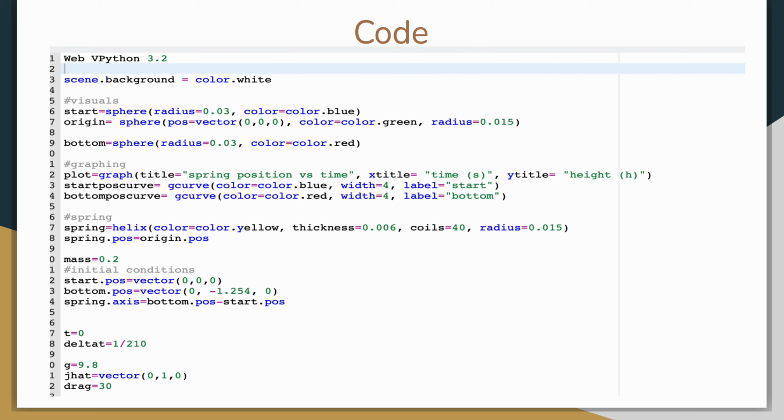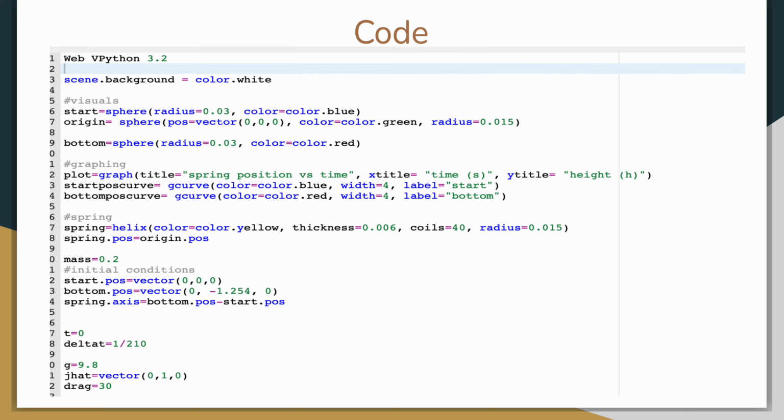Now, after that, we went to coding. We set up the visuals and the graphing with the start and origin of the sphere and the bottom. Once we had that, we went on to the spring. We set up the parameters for the spring and the position. We assume that the mass of the slinky is 0.02 kilograms. We set up the positions of the start and the bottom of the slinky at 0, 0, 0, and 0, negative 1.254 meters, and 0.